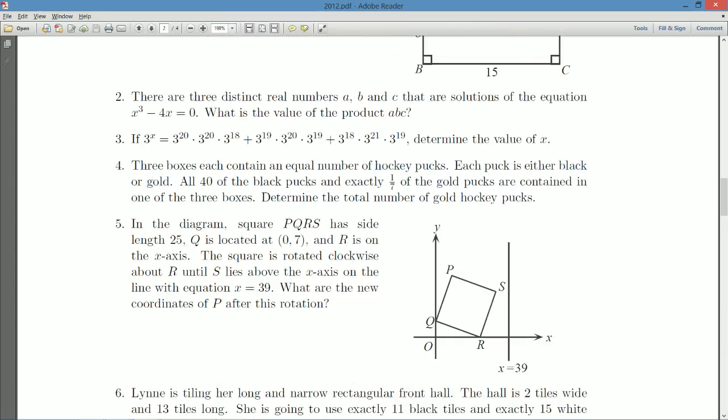Okay, so what have we got? We've got 3 boxes. They all contain the same number of hockey pucks. We are given the distribution: we know all the black pucks are in one box, and that 1/7 of the gold pucks are contained in that box. So we need to set up an equation to tell us how many gold pucks are in the other boxes, and then from there figure out how many gold pucks there are in total. We need the total number of gold pucks. Okay.